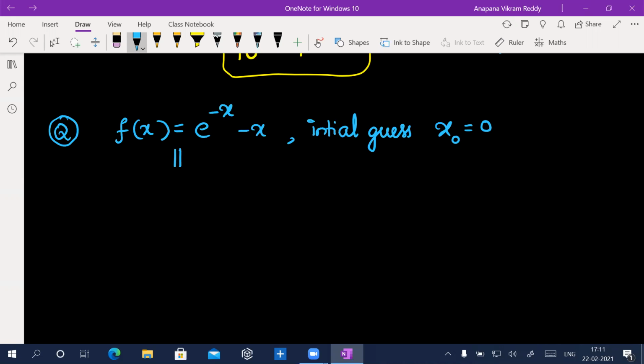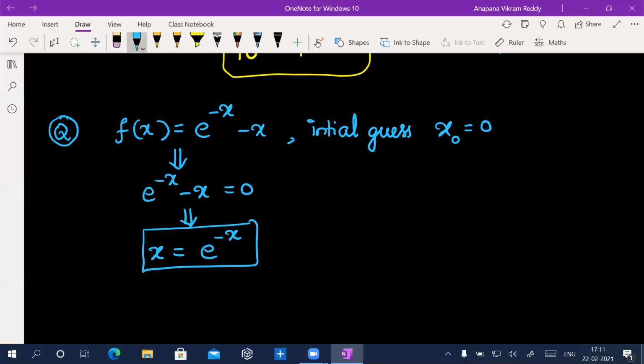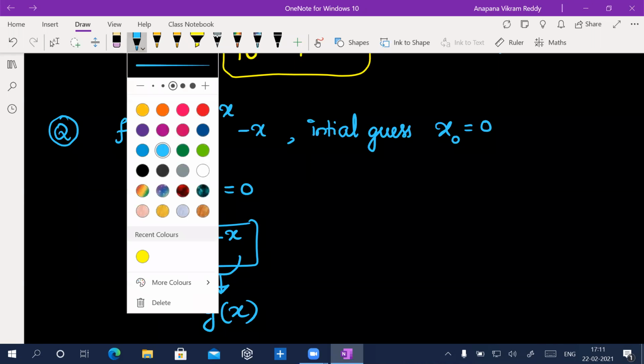So now you convert this to f of x equal to 0. So you have e power minus x minus x equal to 0. Now you convert this to the x equal to g of x form, right? So you have x is equal to g of x, where g of x is equal to e to the power of minus x.